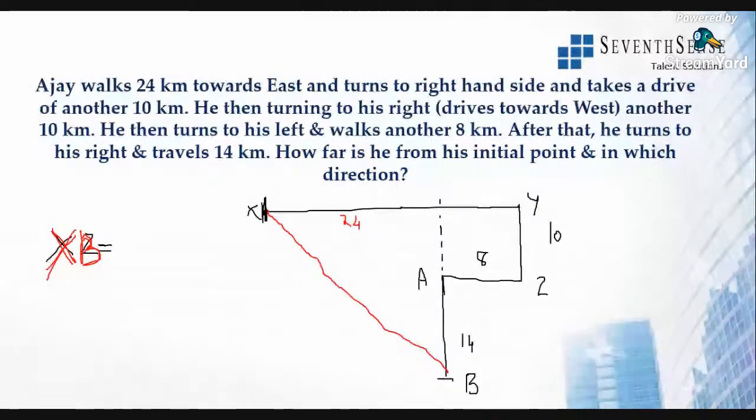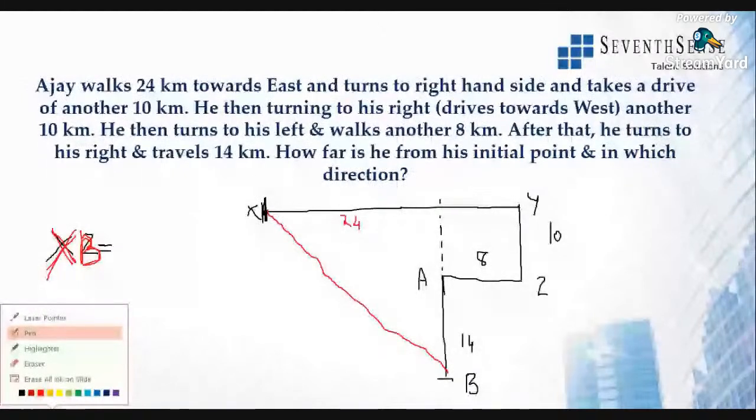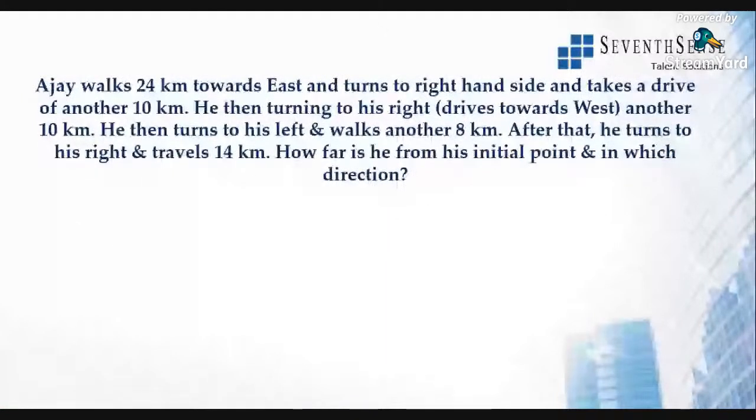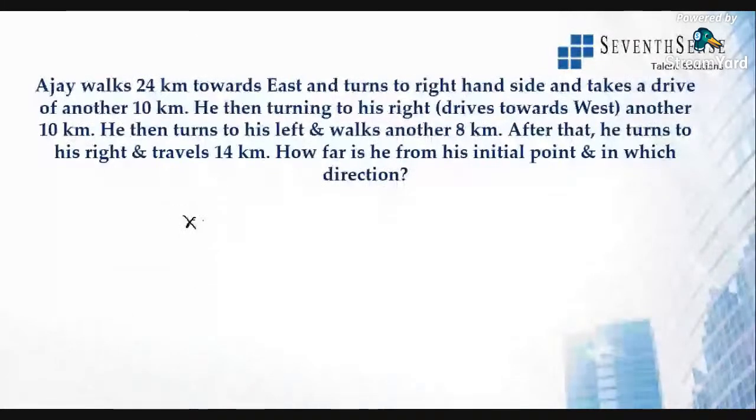Okay, you didn't understand. All right, I'll repeat once again. Considering this point, the starting point, make a note of these directions: north, south, east, and west. So from this, he starts 24 kilometers towards east. All right, 24 kilometers towards east.